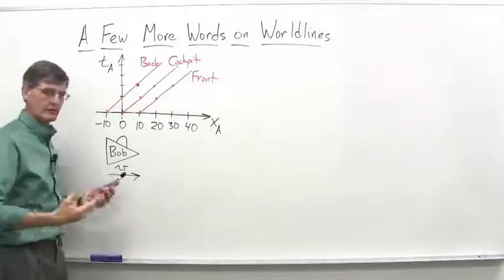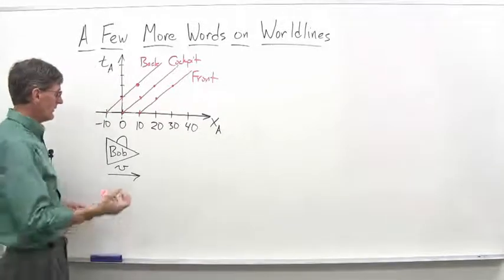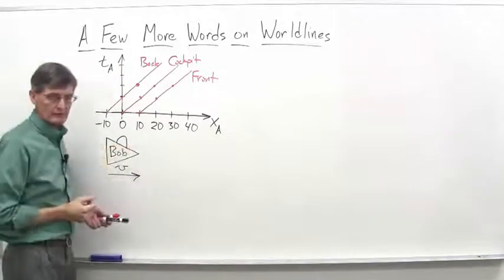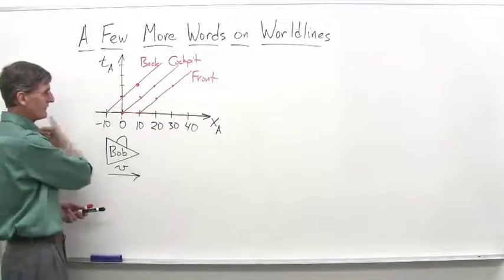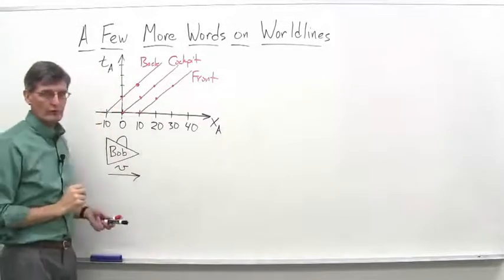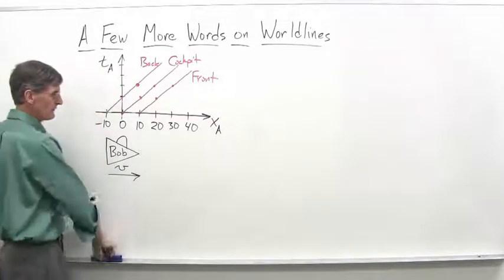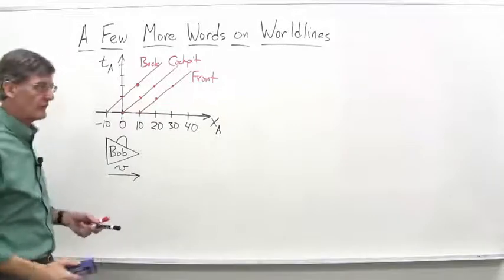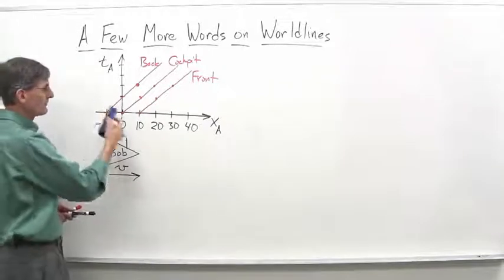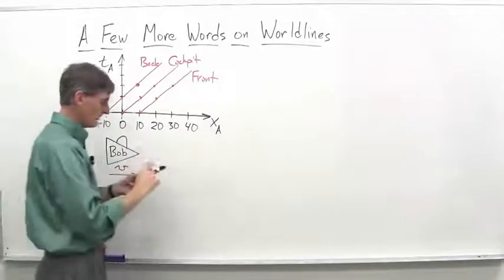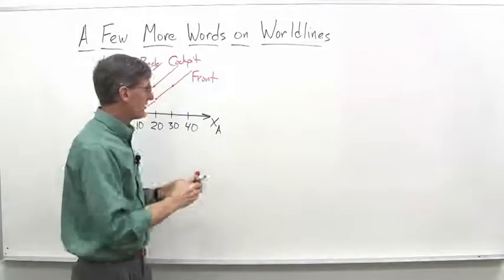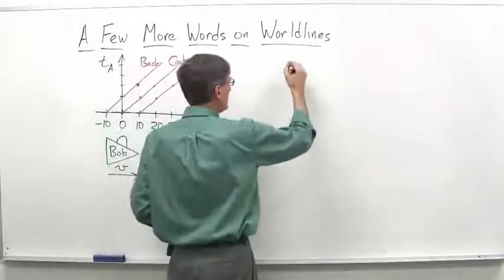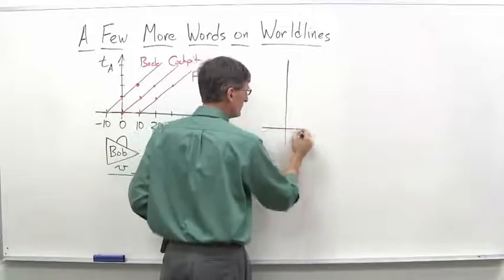You might, as a little exercise here, think about what if Bob was moving backwards? What would that look like? If he's moving in this direction, what would the world lines be like? So I'll leave that as a little thought exercise for you. Now let's consider a second one. We'll just leave this up here. Let's do a second example of some world lines here.